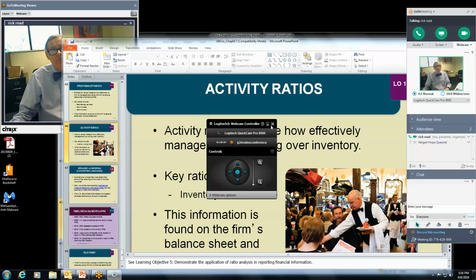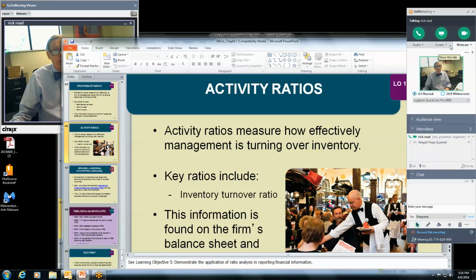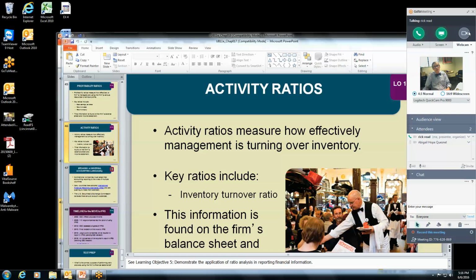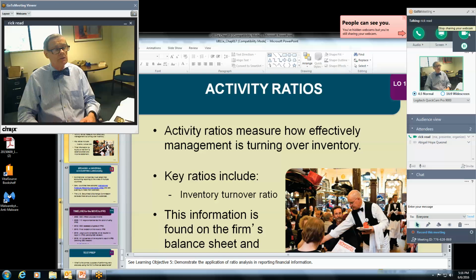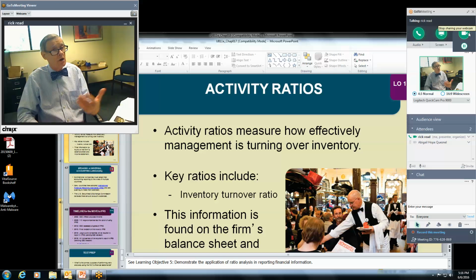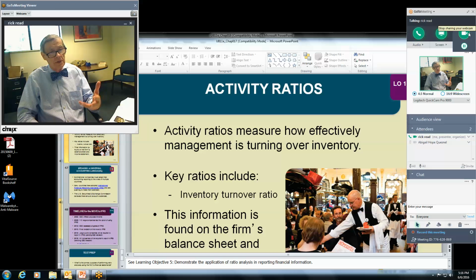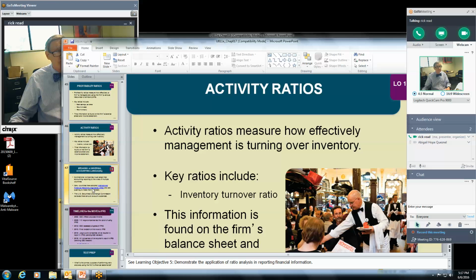Activity ratio, how effectively we're turning over inventory. And inventory is a big bugaboo because if you're not turning inventory over, it's costing you money. Costs you for storage, costs you for maintenance, maybe costs you for security people to watch it, make sure it doesn't go out. A number of other things. Again, this is found on the balance sheet. If you don't turn over inventory, there's going to be big time problems.